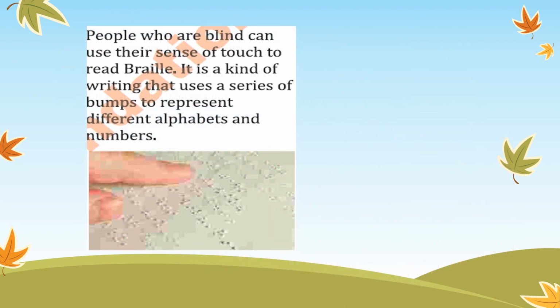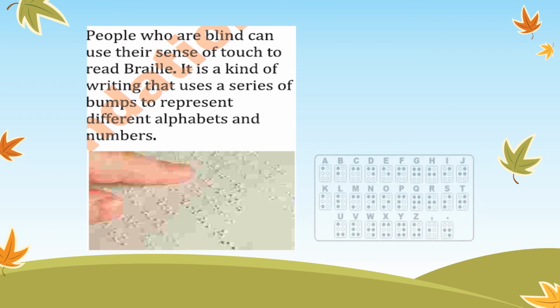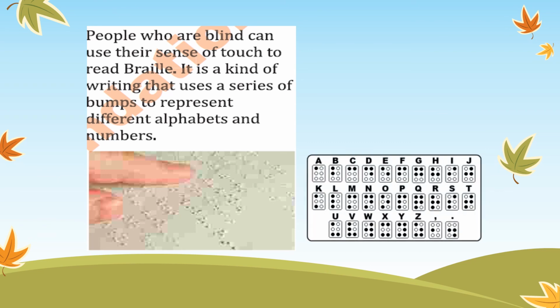You often see a blind person reading. When a blind person doesn't have working eyes, how can he or she read? Actually, people who are blind use their sense of touch to read Braille. Braille is a kind of writing that uses a series of bumps to represent different alphabets. In the picture, you can see that different alphabets are assigned different types of bumps. So a blind person is taught to read these bumps, and then he or she reads it.